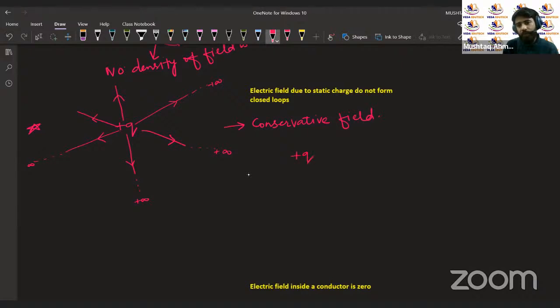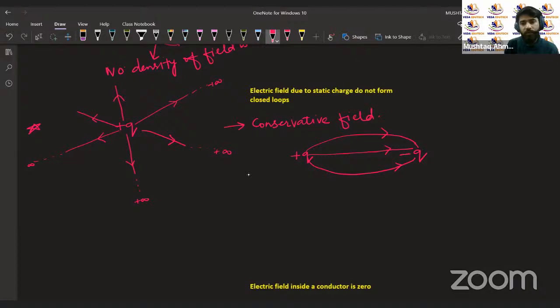Similarly, if we have plus Q charge and minus Q charge here, the electric field lines will originate from the plus Q charge and terminate on the negative charge. So they will not form a closed loop like in a magnetic field. In a magnetic field, the field lines do form closed loops, but in the case of an electrostatic field, the electric field lines do not form closed loops if the field is because of static charge.